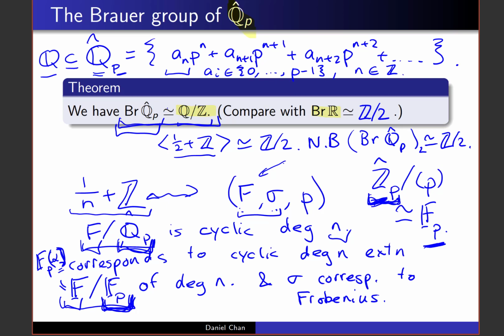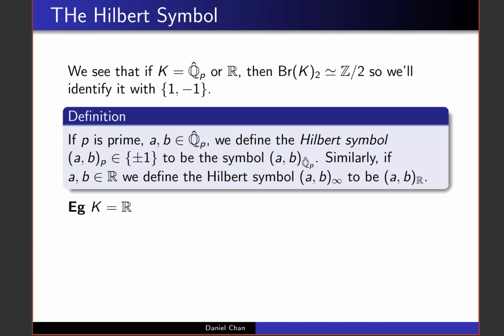And the key point is that the one that corresponds is ½Z. What does it correspond to? Basically it's the cyclic extension, and what you want is a degree 2 extension of Q̂_p, which comes from a degree 2 extension of F_p. So finally we can talk about the Hilbert symbol.